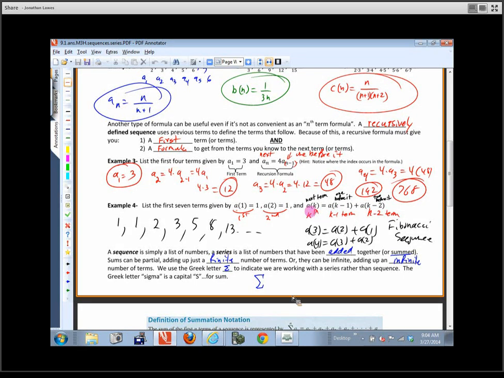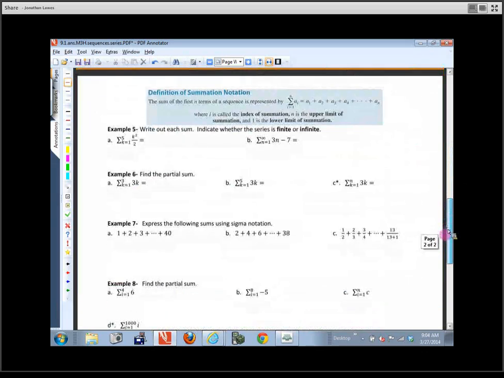Okay? And then we talked about series, and series are where instead of having commas in between, we put addition in between and we add all the terms up. And we talked about how we can have a finite number of terms or an infinite number of terms. And what's this letter right here? Sigma. Greek letter sigma. It's a capital letter S and it stands for sum. So let's take a look at this.